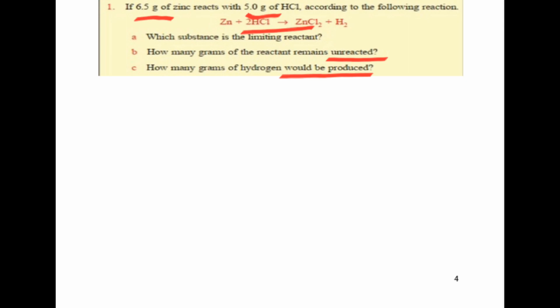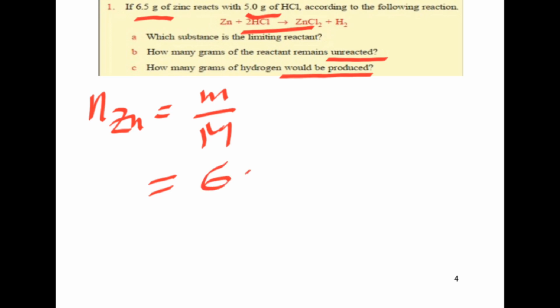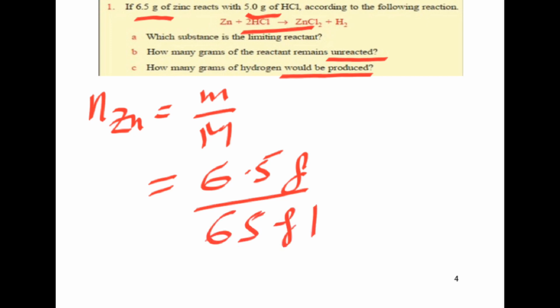So let us calculate the mole of zinc. So zinc mass over molar mass. Mass 6.5 gram now. Molar mass of zinc is 65. So therefore the mole of zinc is 0.1 mole.